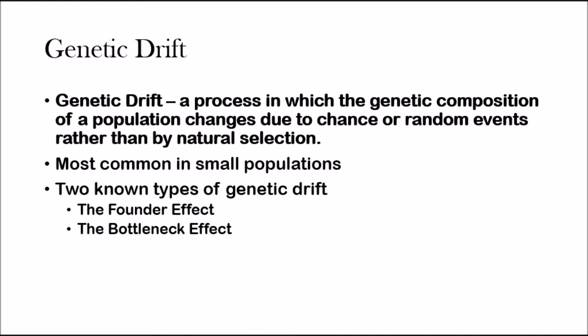So genetic drift is a process in which the genetic composition of a population, so all the genes in a population, all these allele frequencies just change due to chance or random events rather than by natural selection. It's most common in small populations. You don't see this happening in large populations. And there are two known types of genetic drift, the founder effect and the bottleneck effect. So let's look at those.